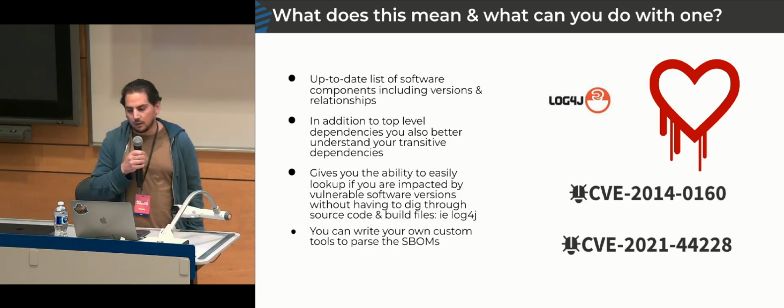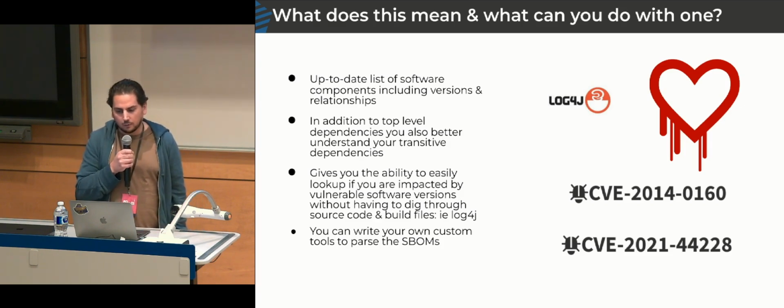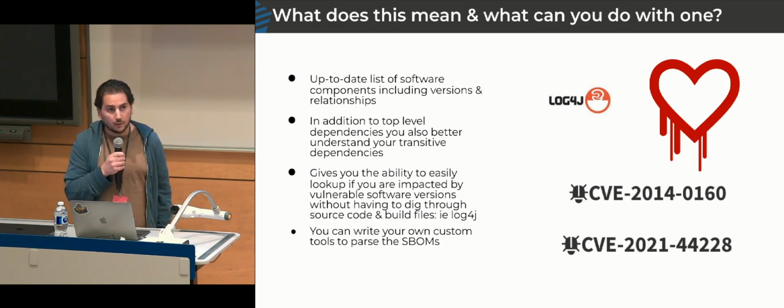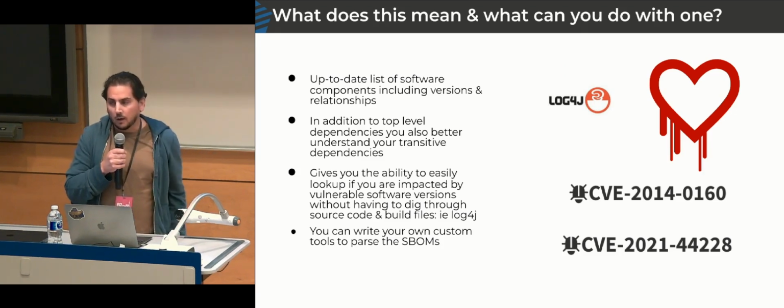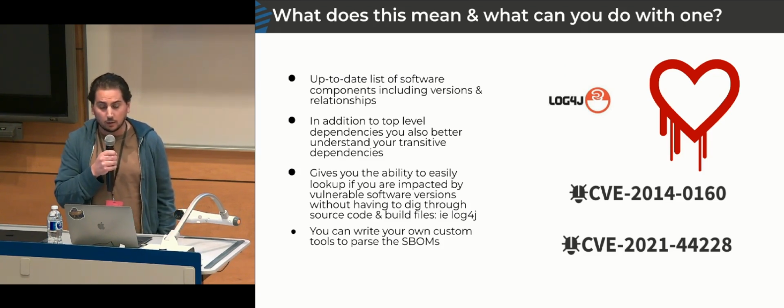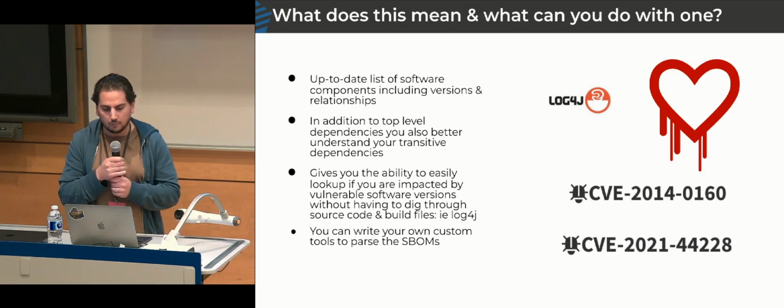So the next time a big vulnerability comes out, take, for example, the log4j one that happened in December 2021, or Heartbleed way back from 2014, instead of looking through source code or build files or build artifacts, you could just reference your SBOMs to see how you are impacted by this, or which versions are impacted by this.